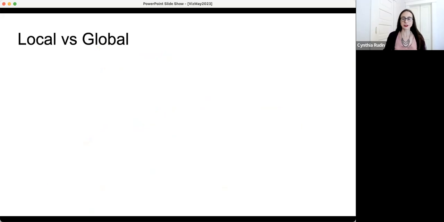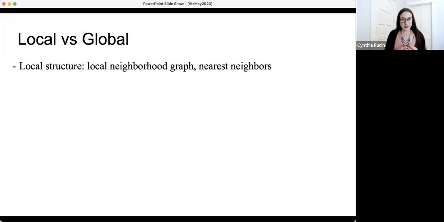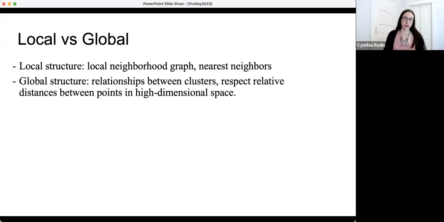Hopefully you are starting to get the idea from the last couple of slides that lots of methods have trouble with this balance of preserving local versus global structure. Local structure, what I mean by that is the local neighborhood graph, like who your nearest neighbors are. For global structure, what I'm talking about is the relationship between large things like clusters, or respecting relative distances between points in the high dimensional space.